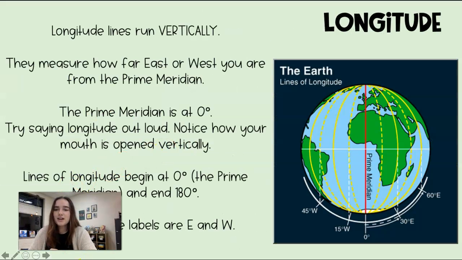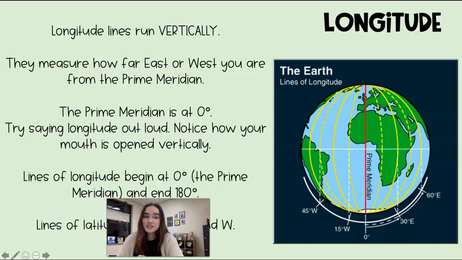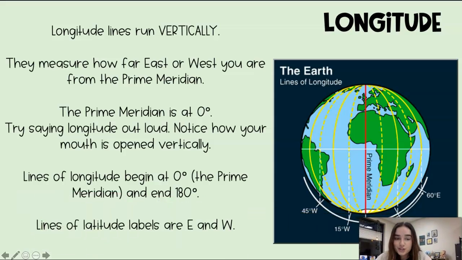Now for longitude. Longitude lines, repeat after me, longitude. These lines run vertically on a map or a globe, so they go up and down. They measure how far east or west you are from the prime meridian. So just like the equator, the prime meridian goes right through the middle, okay? But the prime meridian is a vertical line, also at 0 degrees.